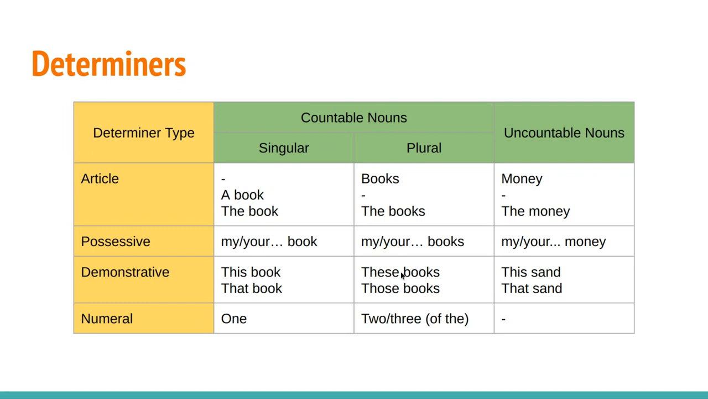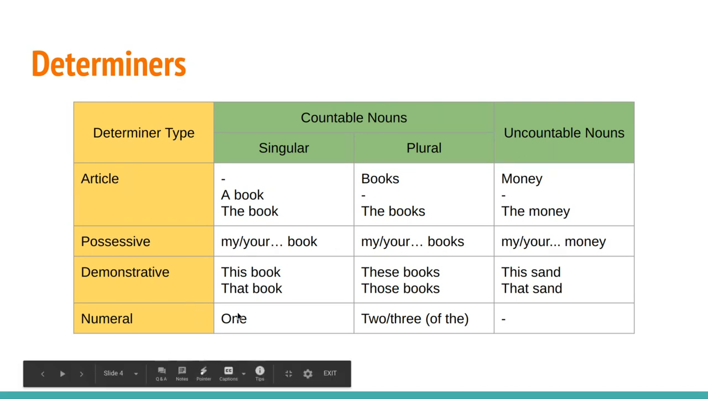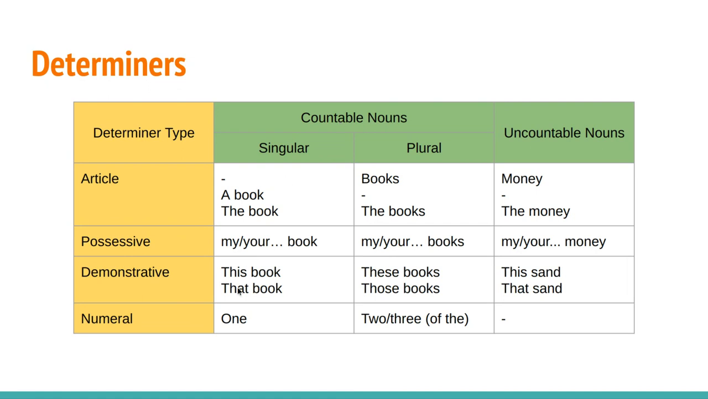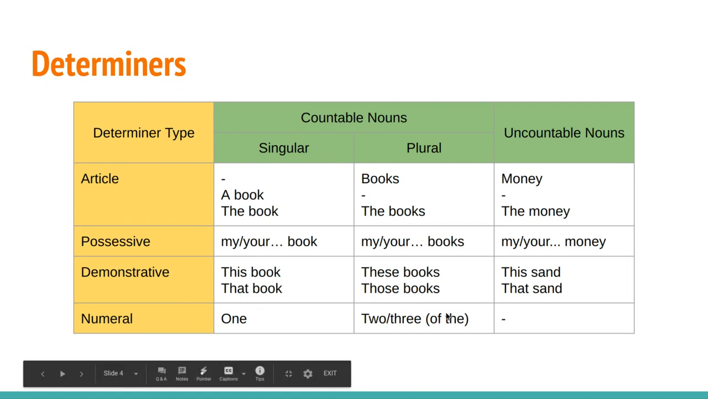Okay. Then we have demonstrative determiners. They are four, depending on the number and depending on the proximity, which we can use with both singular and plural countable nouns and with uncountable nouns as well. And then, of course, numerals, we can only use them with countable nouns because what they do is to quantify. We are counting them, okay? So we cannot use numeral determiners with uncountable nouns.